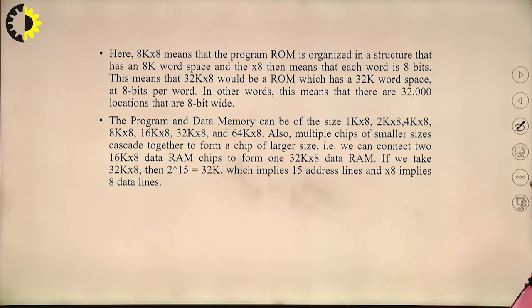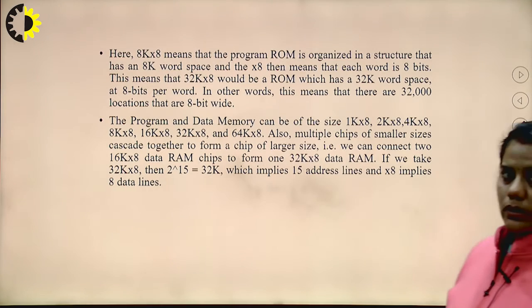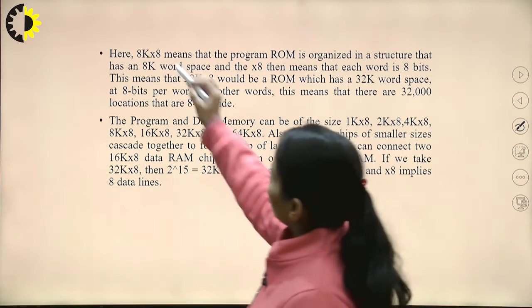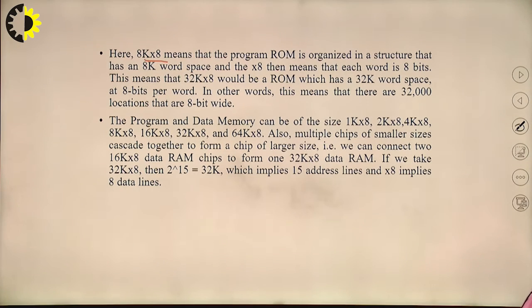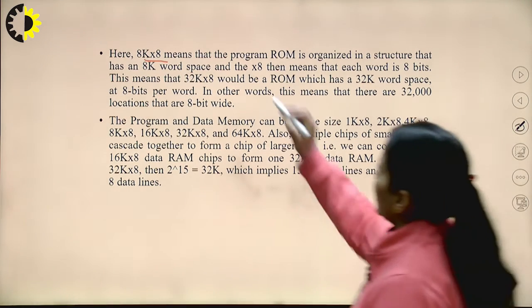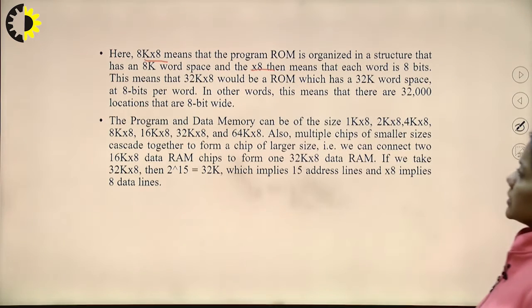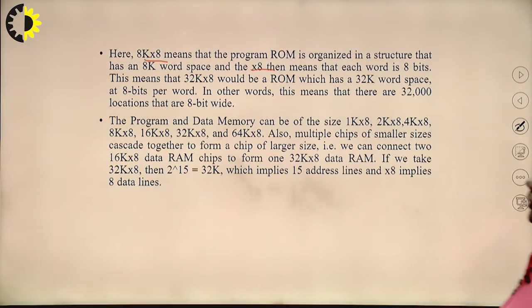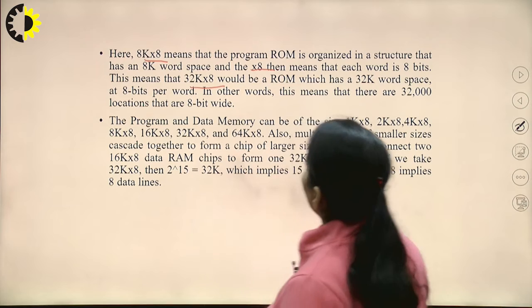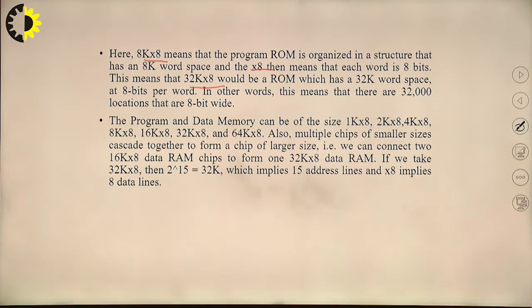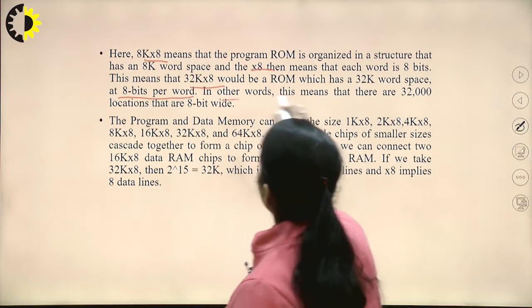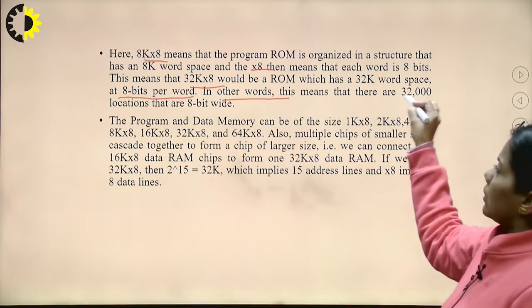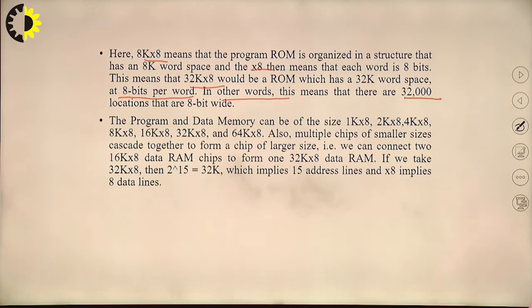Just note that 8K x 8 means that the program ROM is organized in a structure that has 8K word space and each word is 8 bits. This means that 32K x 8 would be a ROM which has 32K word space and 8 bits per word. In other words, there are 32,000 locations that are 8 bits wide.